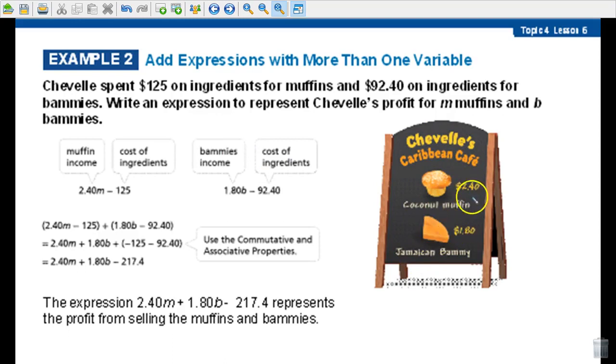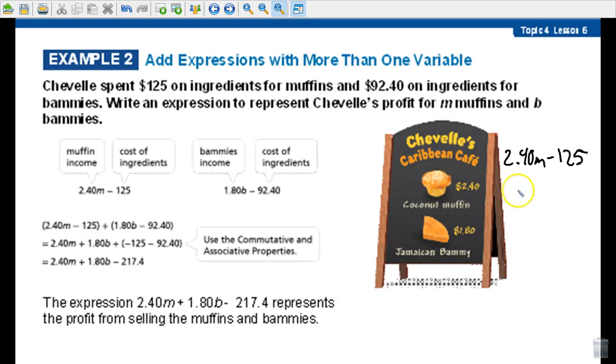Okay? So I have to multiply $2.40 times M to find out how much I make on all the muffins sold. Okay? So what I would do to find out the profit I make on all the muffins sold is I would subtract 125 from that because that's the money I spent on ingredients for muffins. So this expression gives me the profit on muffins and muffins only. So now let me find the profit for Jamaican Bammies.